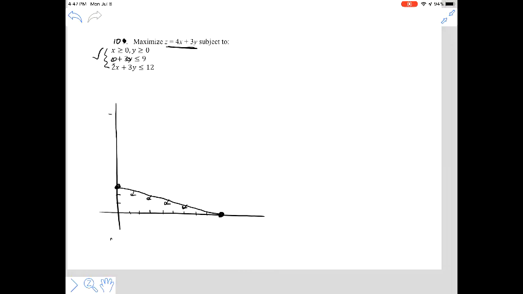Now the second inequality, 2x plus 3y is less than or equal to 12. We're going to do the same thing. It's a linear inequality. We're going to find the x and y-intercepts, graph it, and shade. So the x-intercept would be 6, and the y-intercept would be 4. Oh, I totally missed that. The x-intercept is 6.